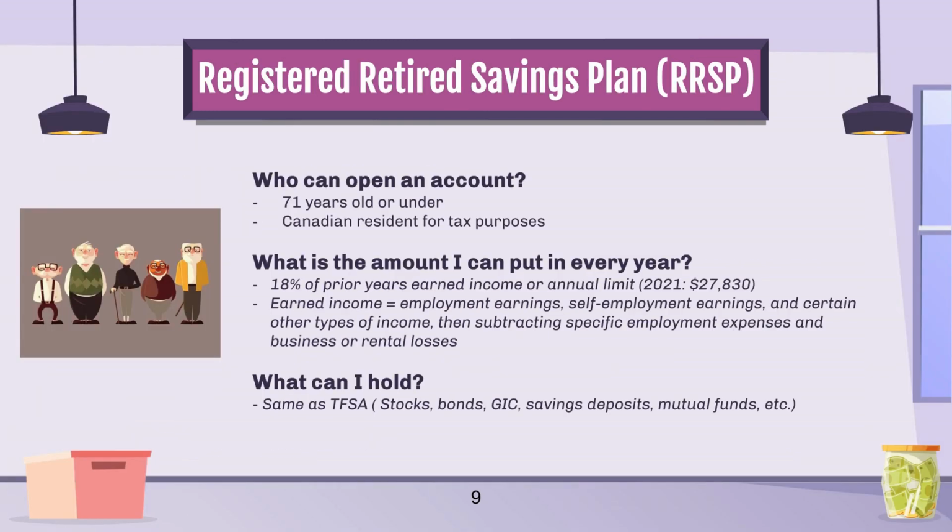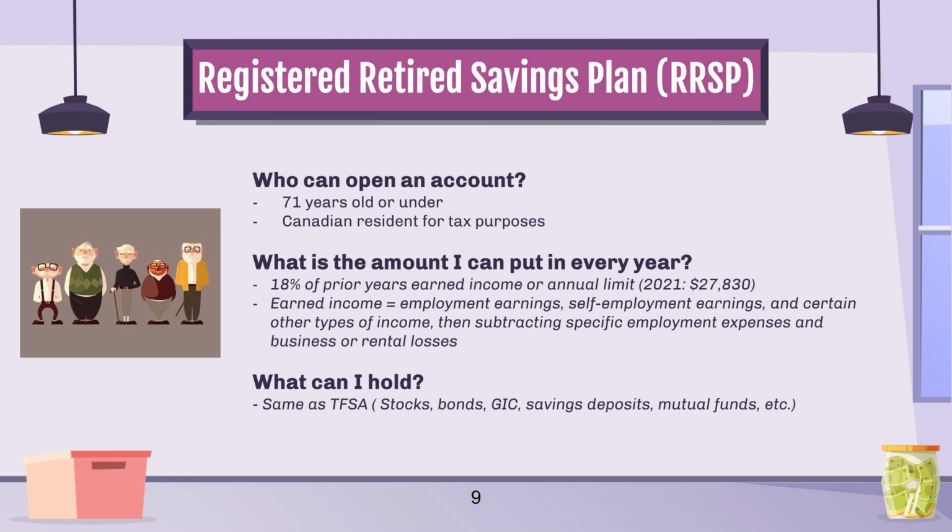So now let's talk about the Registered Retirement Savings Plan, which is also called the RRSP. You can open this account if you are 71 years old and under, and you are a Canadian resident for tax purposes. What is the amount that you can put in every year? It's 18% of your prior year's earned income or the annual limit, so whichever one is lower is your limit.